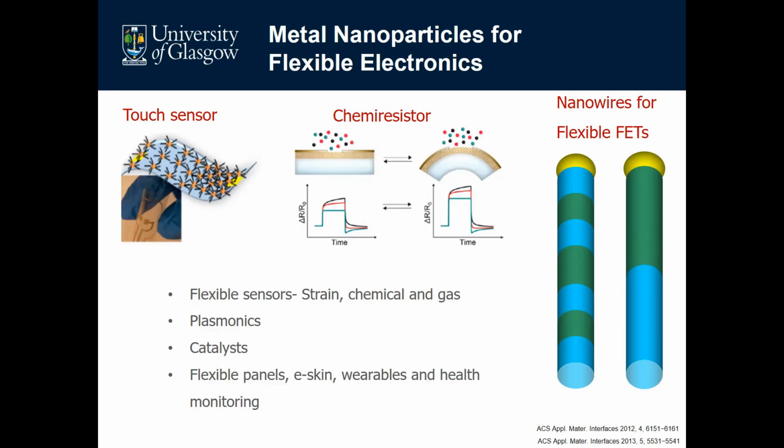Indirectly, this metal nanoparticle could be used for other applications such as nanowire fabrication. Nanowires are one of the key building blocks for the fabrication of flexible field effect transistors, where the metal nanoparticle is used as a catalyst particle to produce nanowires, because the diameter of the nanowire is decided by the metal nanoparticles. So there have been many demonstrations showing nanoparticles can be used for flexible sensors, optical sensors and catalysis, and in the larger context, to produce flexible panels, electronic skin, and wearable and health systems.